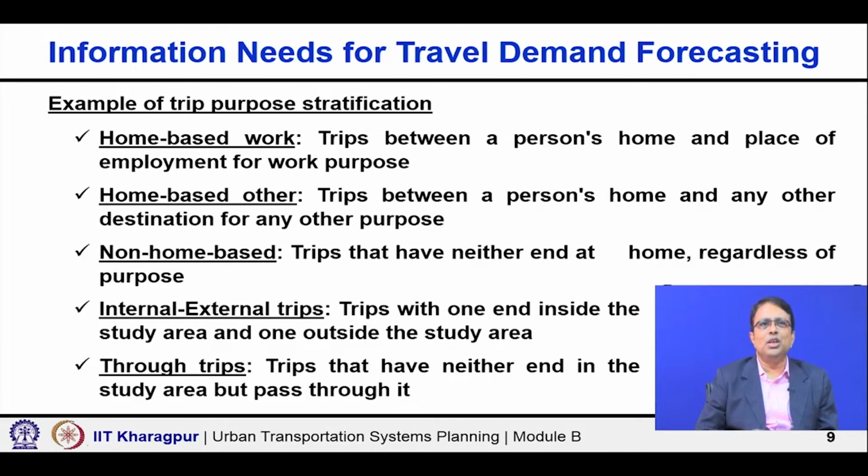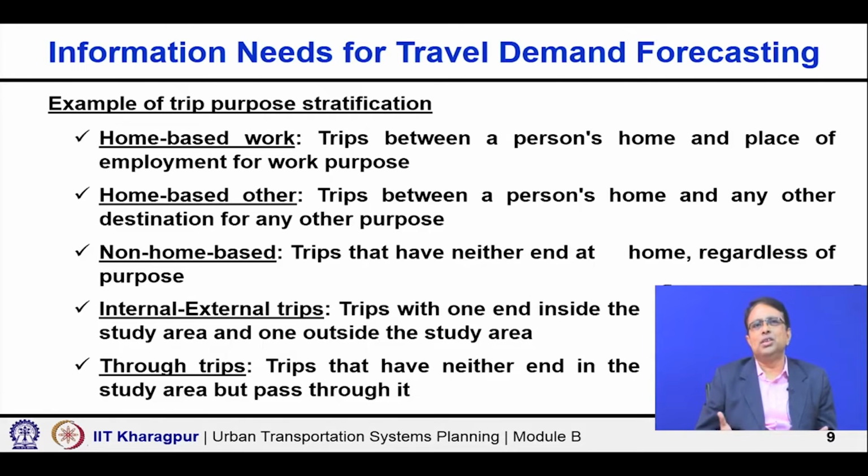Similarly, home based other means again one end is home, and the other end the travel is for any other purpose other than work. Similarly, non home based trip means neither end of the trip is actually home. You go to the office and from office you go to a bank and come back to office. So, neither end is home. So, this will come under non home based trip.